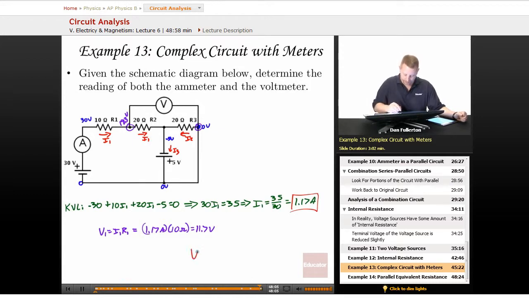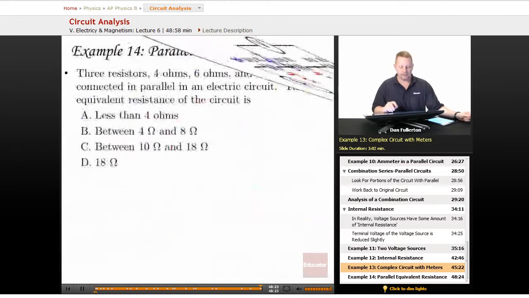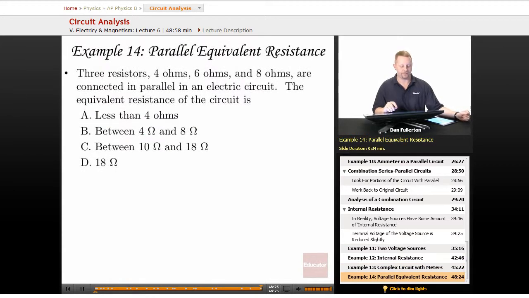So the voltmeter reads 18.3 volts. Our second answer. That wasn't nearly as bad as I expected when we first looked at it. All right, let's take a look at one more nice simple problem to round this out.